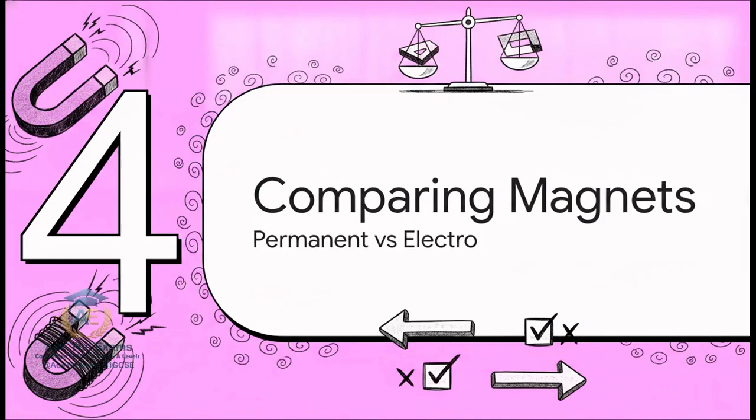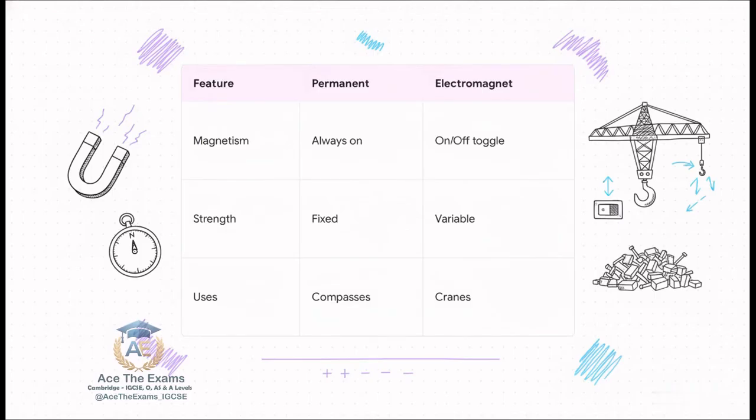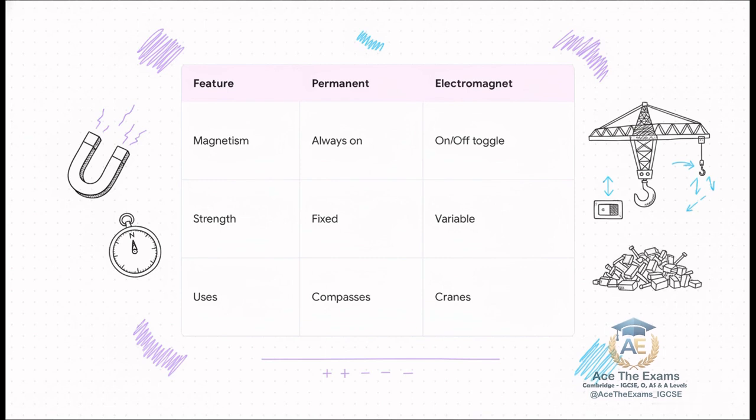Let's move into Section 4, Permanent versus Electromagnets. Next, we need to differentiate between the core applications of magnetism to hit those higher-order analysis objectives. This table perfectly categorizes the data so you can swiftly compare approaches and make justified recommendations during an exam. Let's do a 60-second visual data scan challenge.